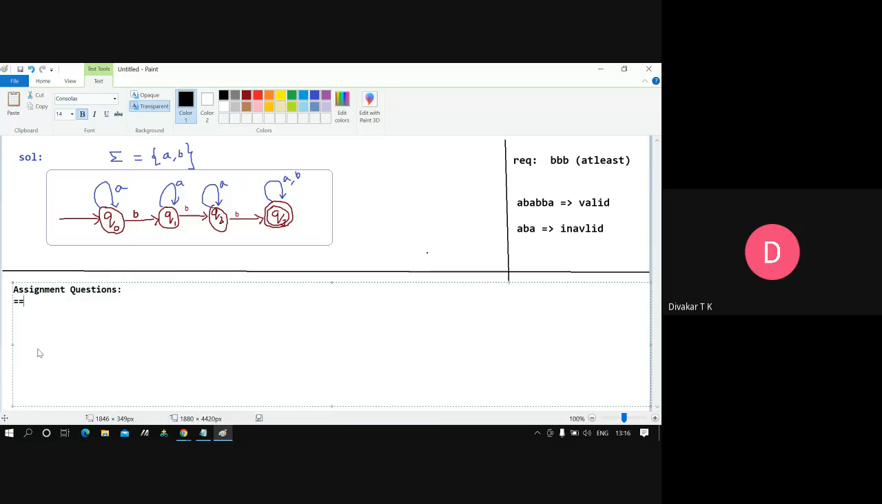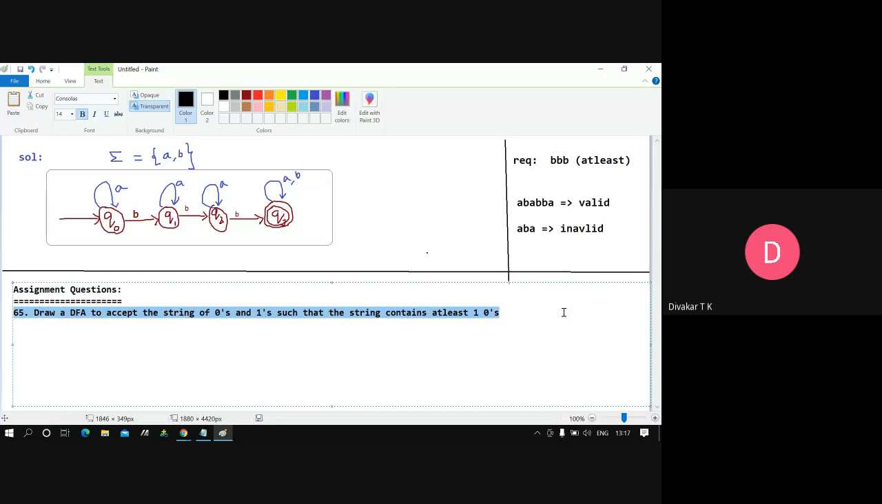Check the assignment questions here. So what is the assignment question here? 65th. I'll do copy paste here. Draw a DFA to accept the strings of zeros and ones such that the string contains at least, I'll say, 10. Try to do it.